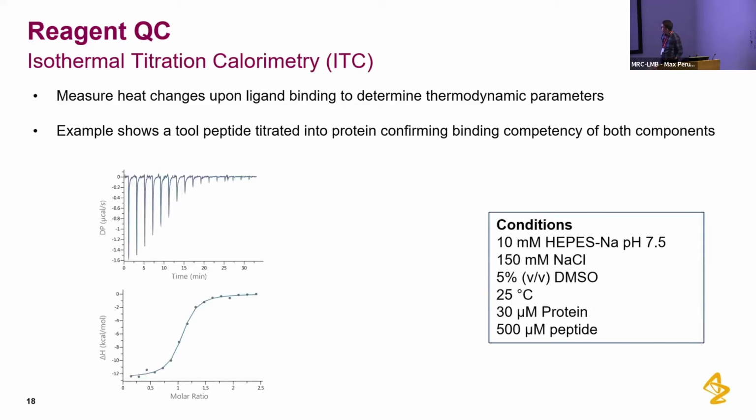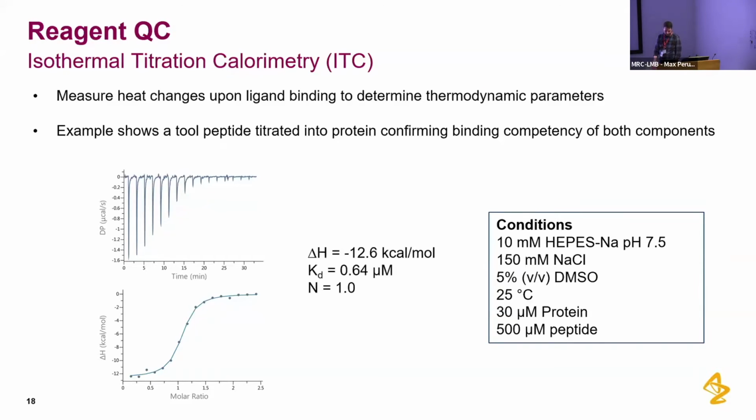So the data I'm showing is for a project where we wanted to confirm that the protein was binding competent and also confirm that a literature reported peptide was going to be a good tool for us to use to develop our assays. So you can see that on the top portion of the figure on the left, that's the actual raw data as it comes from the instrument. Each of those peaks is an injection of ligand into the protein in the cell. And as it binds, there's a heat change. And as you start to saturate the binding sites, we see this signal decreases over time.